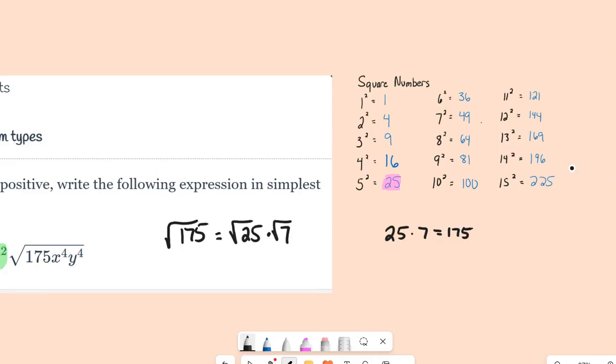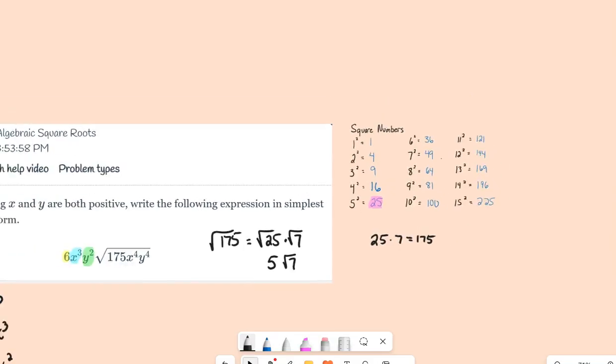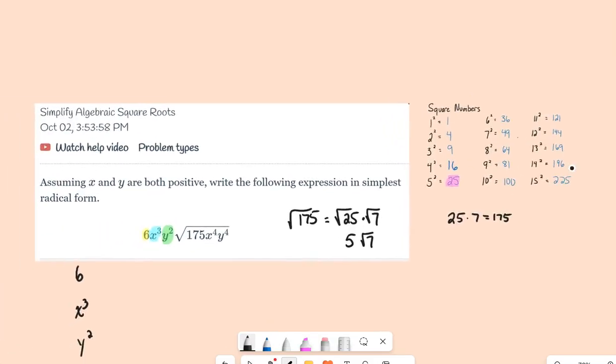And root 25 is solvable. That's going to be 5. So this is now 5 root 7. So now I can take this back here, and I'm going to multiply the 6 and the 5. And I'm going to have 30 there. And then inside the radical, we're just going to have 7.